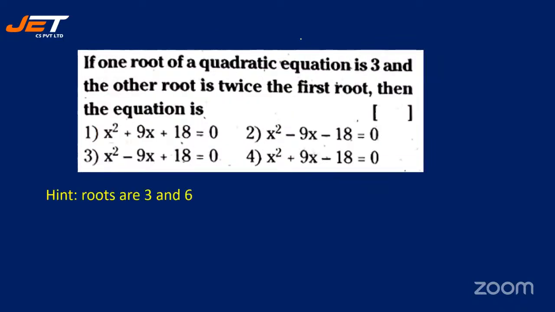See the next question. If one root of a quadratic equation is 3 and the other root is twice the first root, then the equation is dash. If one root is 3, then the other root should be twice, means 3 into 2, which is 6. Right? So when you jot it down, you will have your option 3, x square minus 9x plus 18 is equal to 0. Yeah, coming back here, Manjula, Narasimha, Venkatesh, Venkataya, Shobha, Raju Yadav, Srinivas, many are giving me the correct answers.